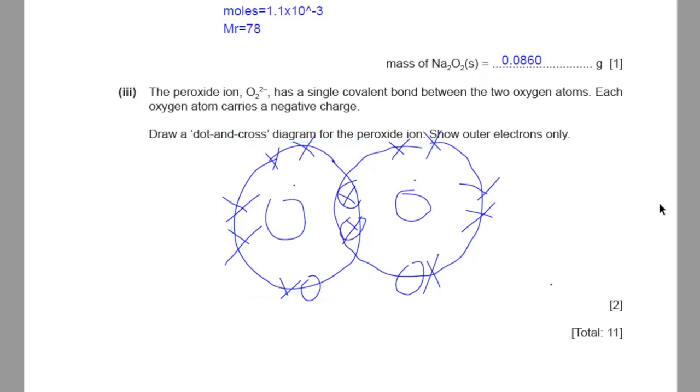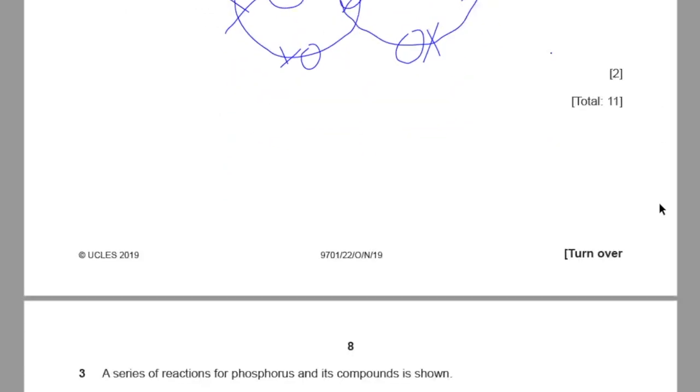Two negative charge actually denotes that both the oxygen atoms have gained 2 electrons from somewhere else.